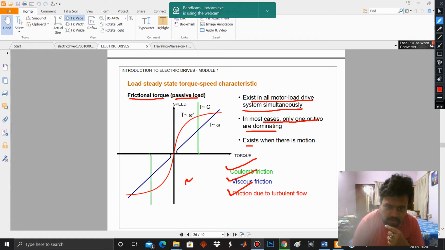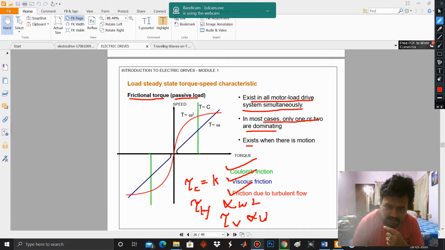The frictional torque Tc due to Coulomb friction is equal to a constant, whereas the torque due to turbulent flow is proportional to the square of the speed, whereas the torque due to viscous friction is proportional to the speed. So it is linear.